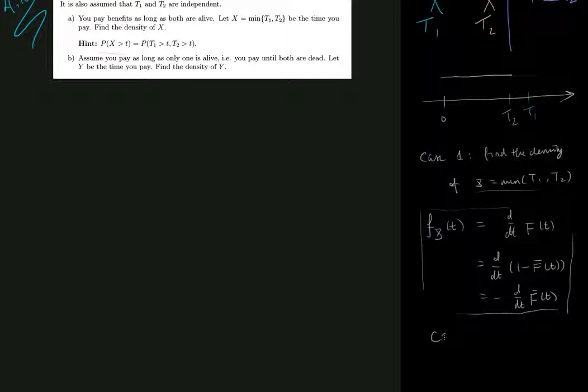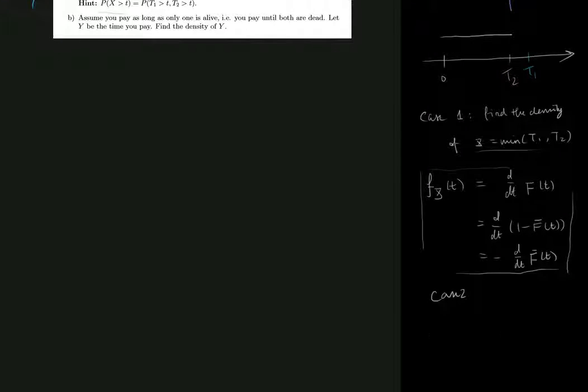So in case 2, we pay as long as only 1 is alive. So what does that mean? That means that if we're looking at the same where T2 dies first and then T1 dies afterwards, then the difference from case 2 compared to case 1 is that it doesn't really matter if 1 is dead as long as 1 is alive. So then we will actually pay until the time where the last person dies.